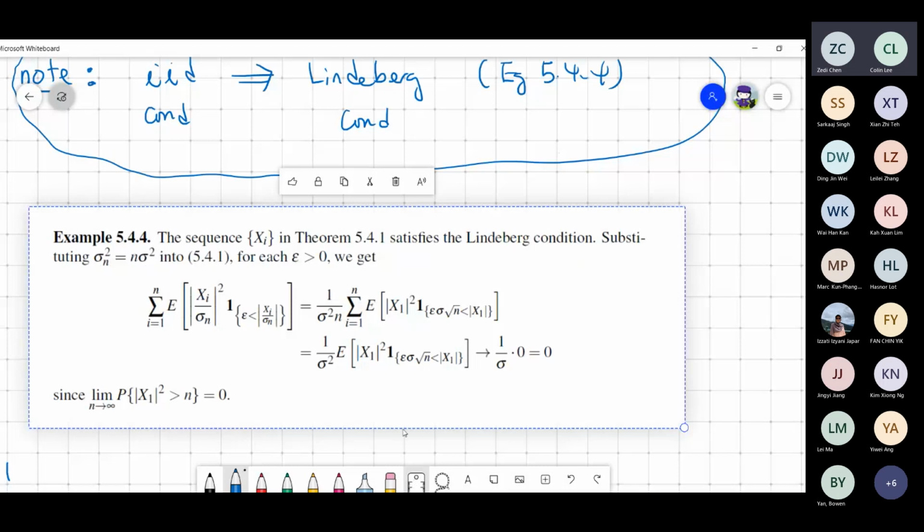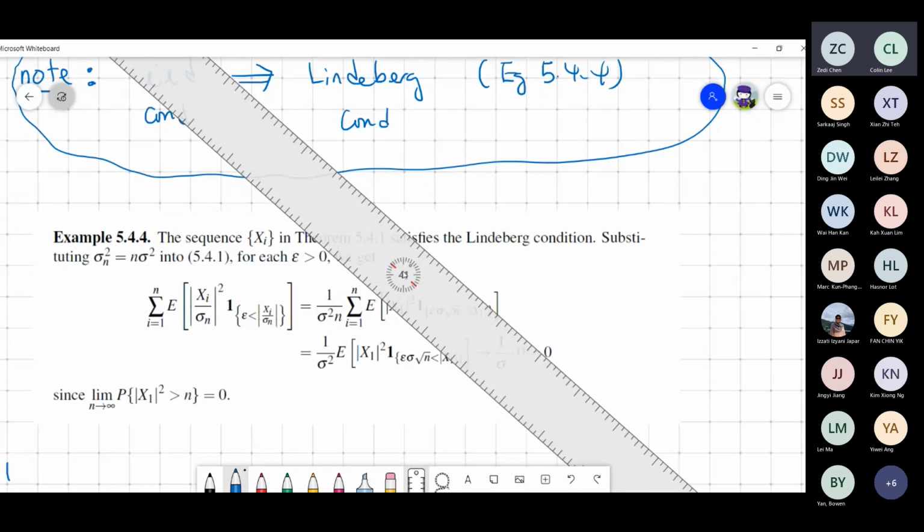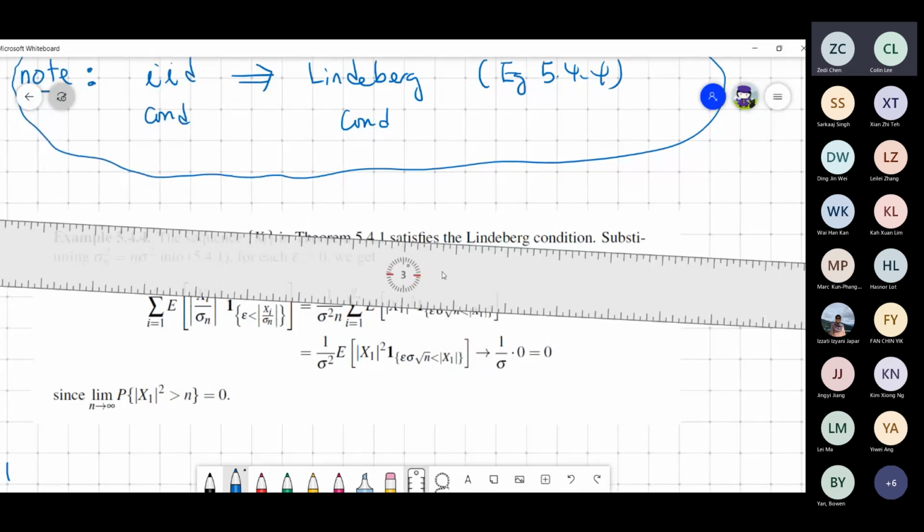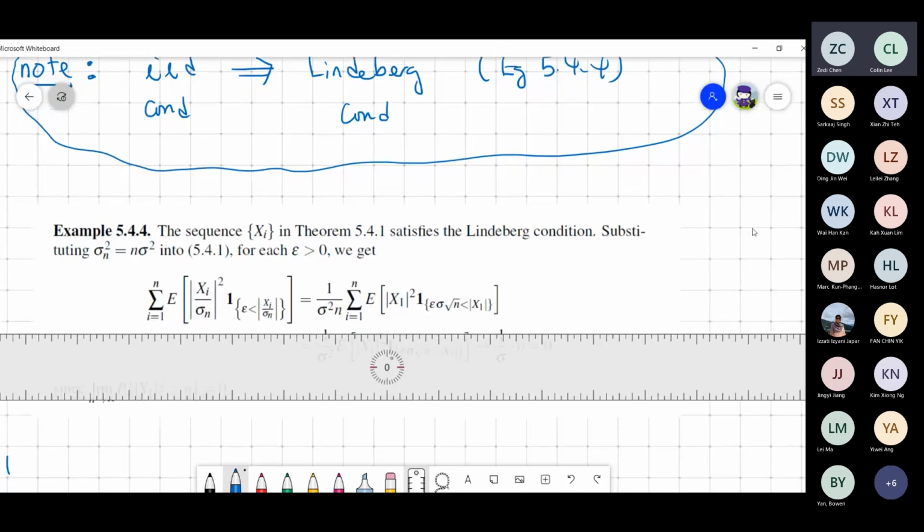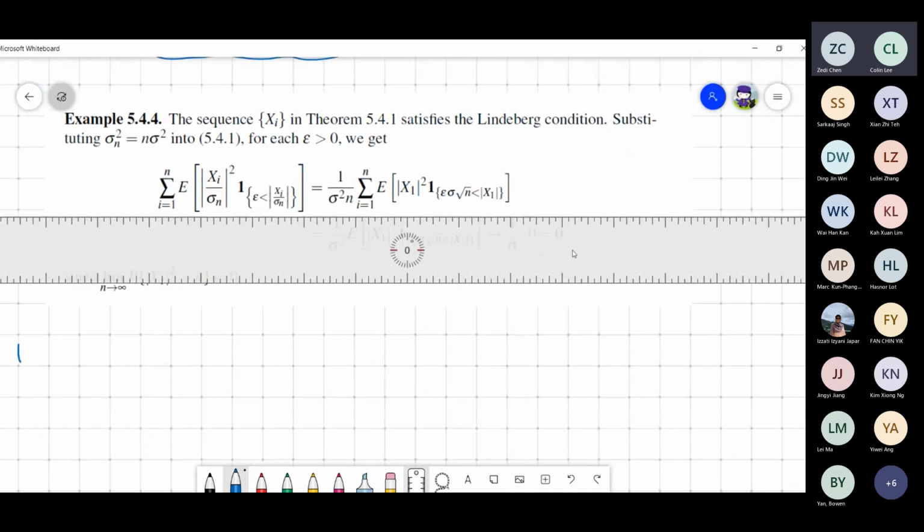So maybe we just look at it one by one. Just look at the first line. I think the first equality is quite straightforward, since we have sigma n squared equal to n sigma squared. We just substitute this in, which is independent of i, so we can take it out. So this is actually sigma n squared, and this sigma n squared we can replace with n sigma squared, so we can bring it over there. This is how we get the first line, straightforward from here.